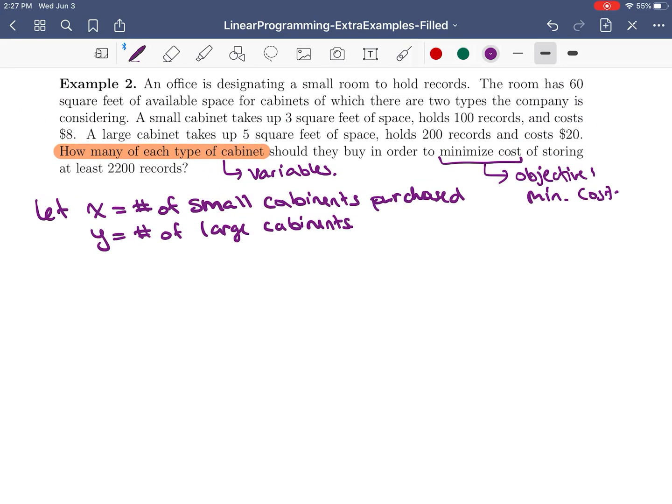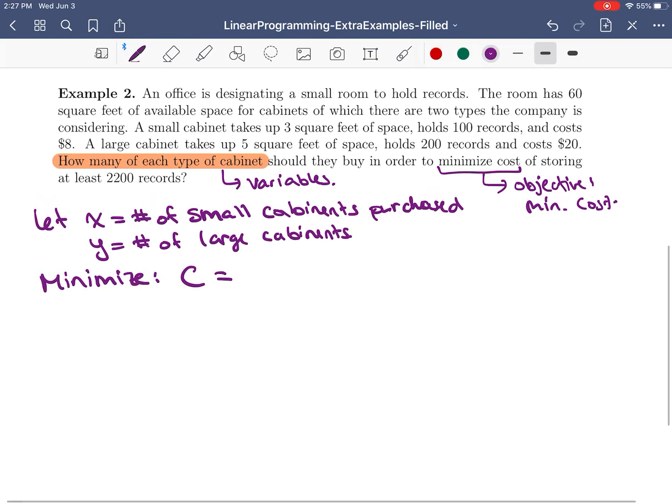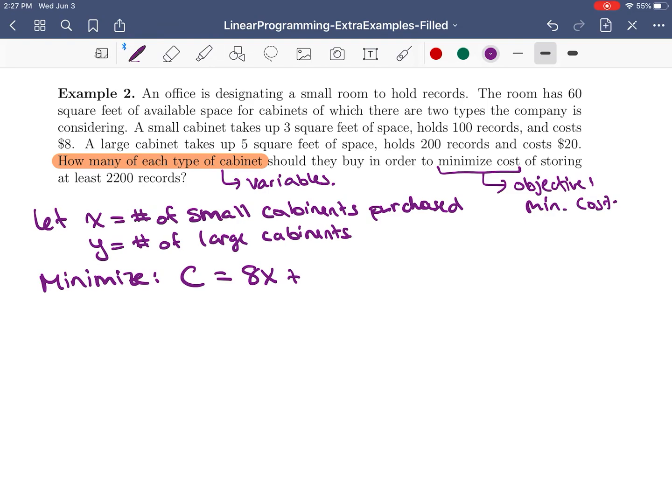Then we want to minimize C, I'm going to call it C for cost. For each small cabinet we pay $8, so the cost for the small cabinets is 8x, and the cost for the large cabinets is 20y. And then subject to, what are our constraints?